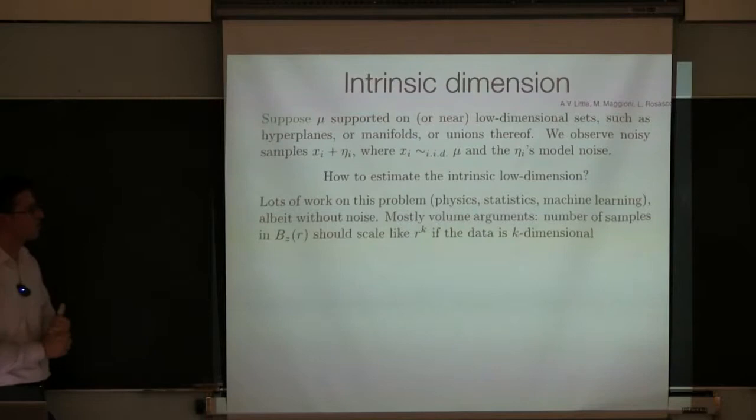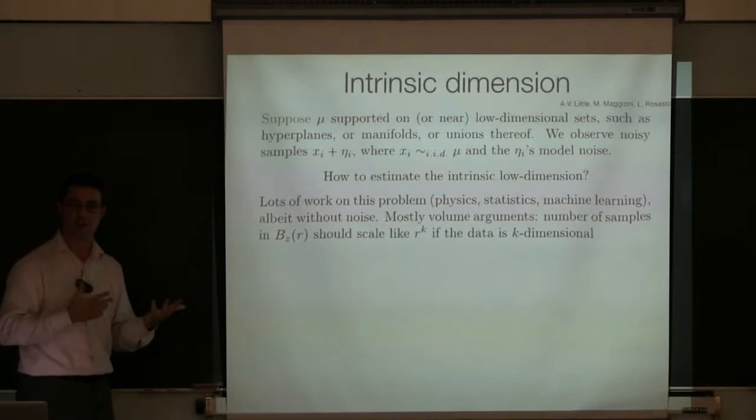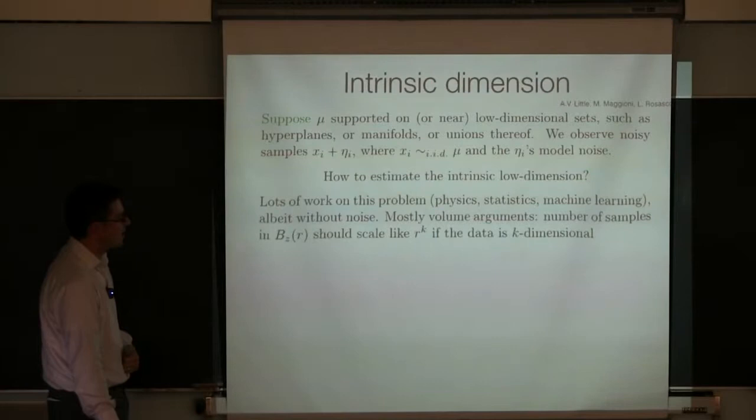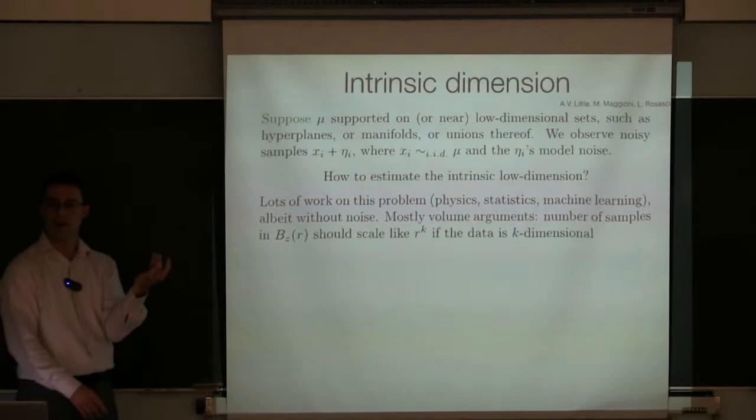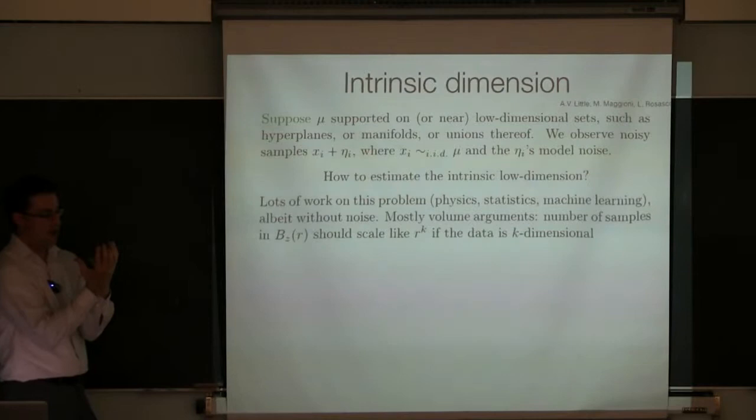And of course, if you see 40, 50 papers, you start wondering, was it really solved? I mean, if it was really solved, maybe there wouldn't be 50 papers. And so most of those approaches, probably like 46 papers out of 50, use the following idea. They say, pick a data point, pick a ball of radius r around the data point. Well, how many points do you expect in a ball of radius r?